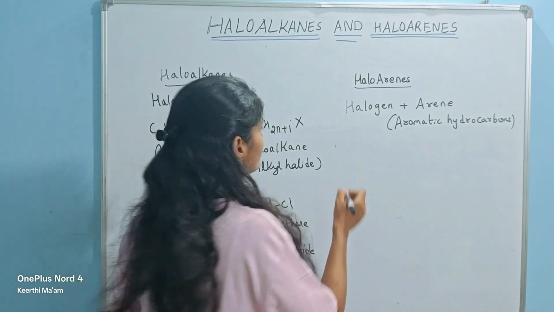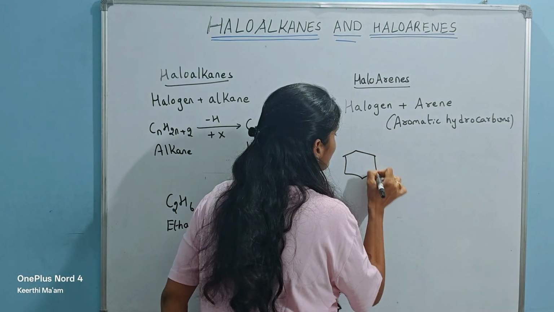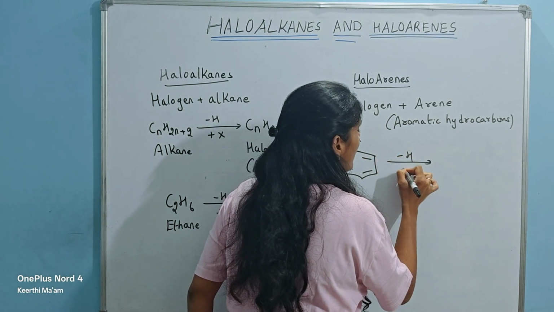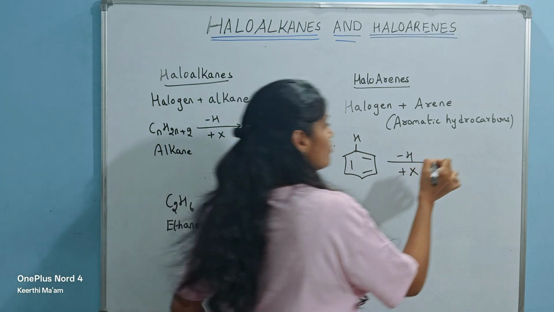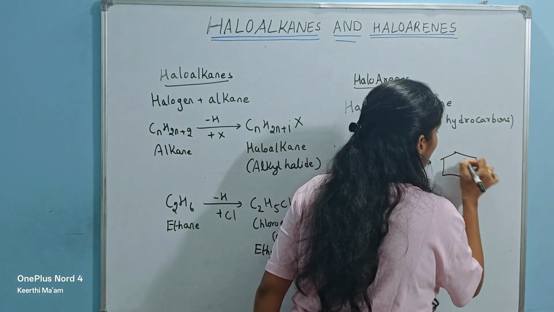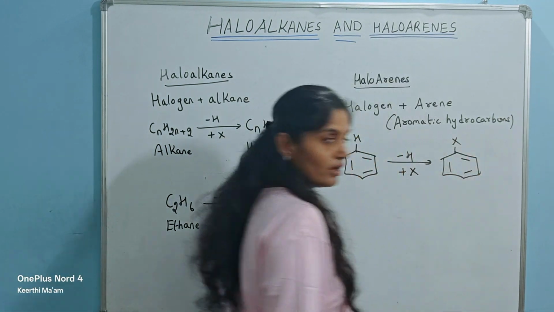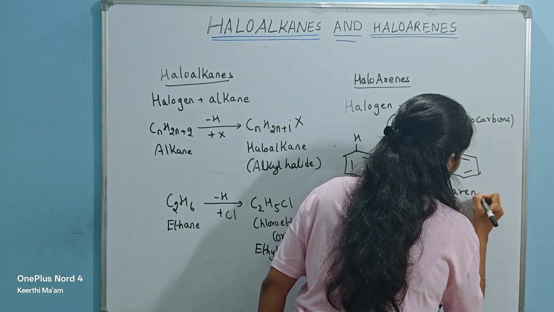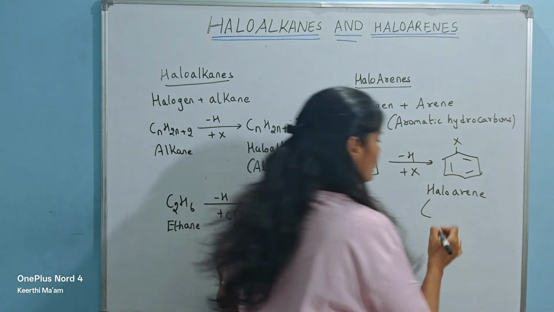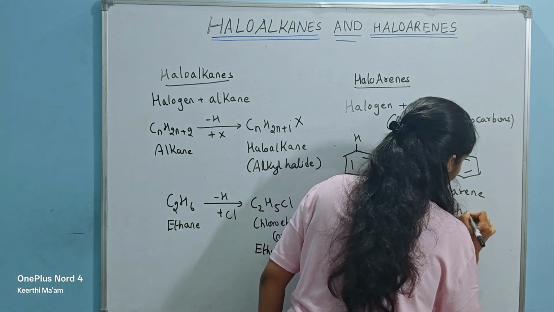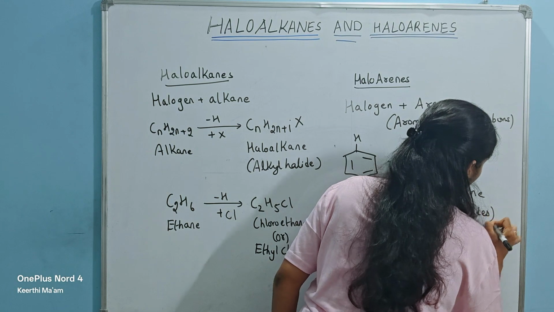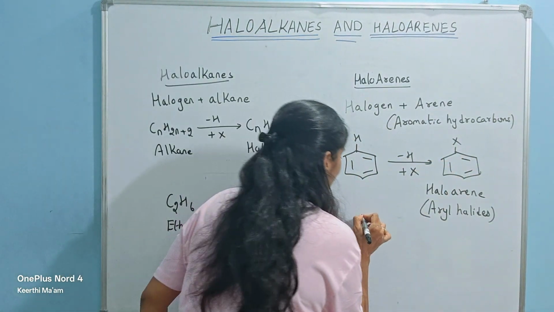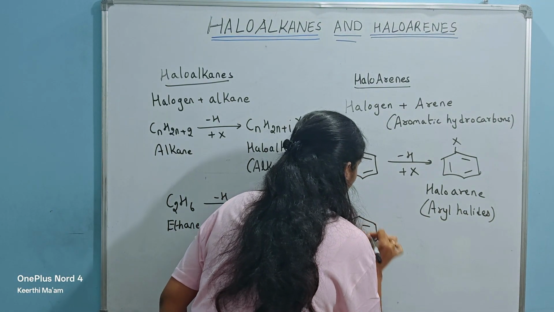Now let us see how this happens. I have my benzene, C6H6. From benzene, one hydrogen is removed and it has been replaced by your halogen. Then you will get your halogen on the benzene ring. So this is my haloarene, and very commonly we can call them aryl halides.